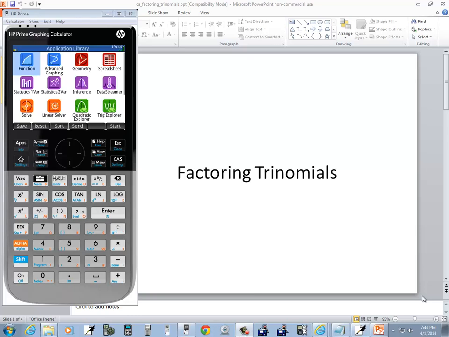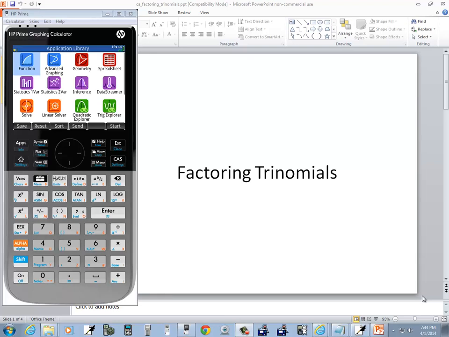Let's take a look at factoring trinomials on the HP Prime Graphing Calculator. Now, this isn't going to be what you might think. Some of you have done this and know there's an easier way on the HP Prime, but I try to stay away from the CAS menu for college algebra.